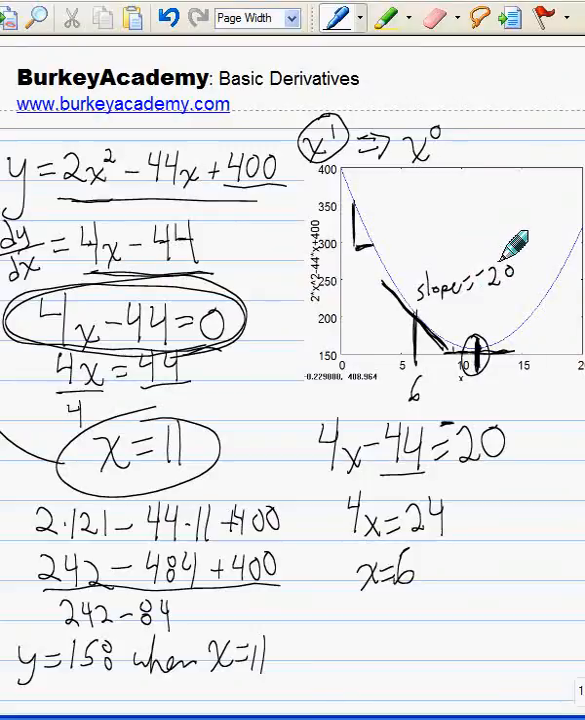Now, how could we verify that? What if we didn't believe that or wanted to double check to see if that was true? Well, all we have to do is draw a line tangent to that parabola right at that point and try to see if it looks like, in the neighborhood of this point, that if we go over 1, that the rise over run is about 20 or minus 20.